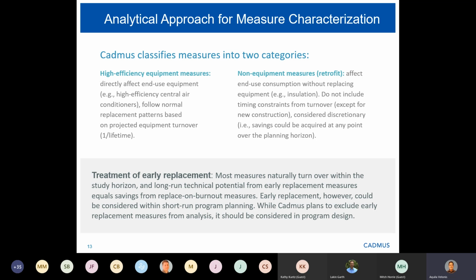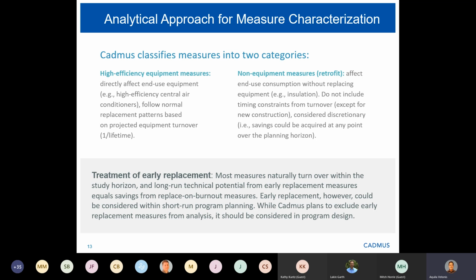Non-equipment measures, on the other hand, or retrofit measures, affect the end-use consumption without replacing that end-use equipment. A good example of that is insulation. There aren't any time constraints from turnover when installing retrofit measures. So savings could really ultimately be acquired at any point in the planning horizon. And really, at that point, we incorporate ramp rates for different measures to address the timing of which those retrofit measures come into the study.